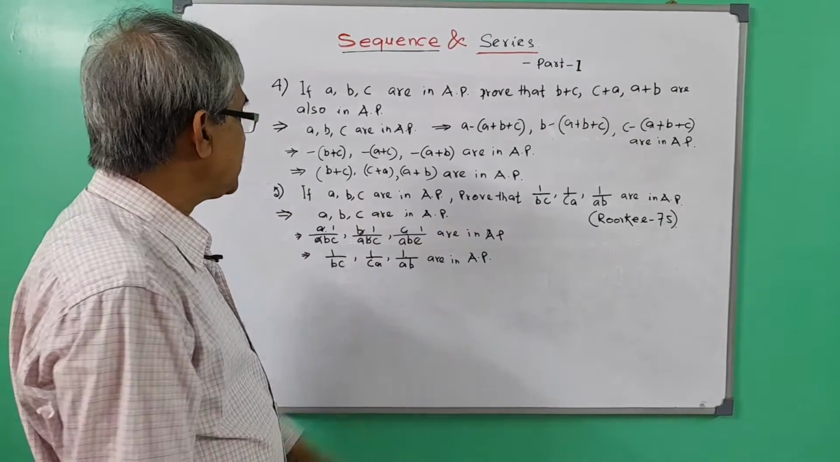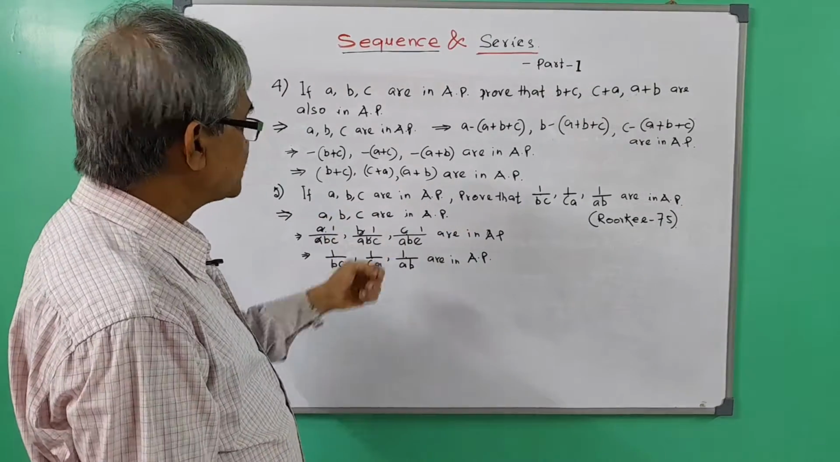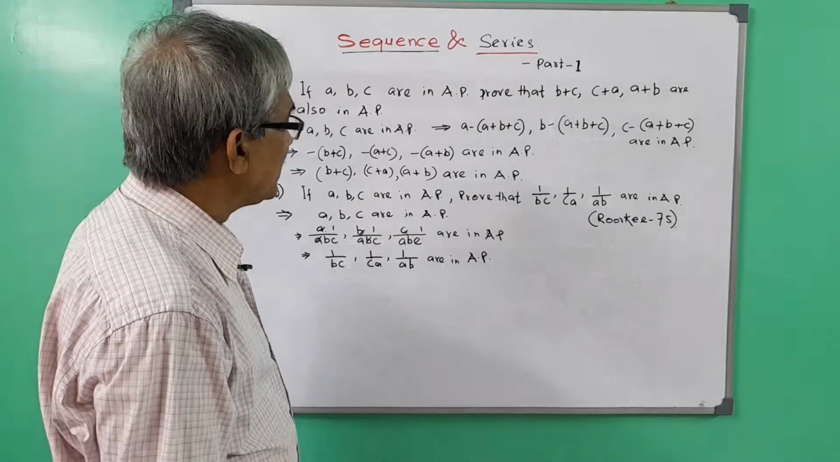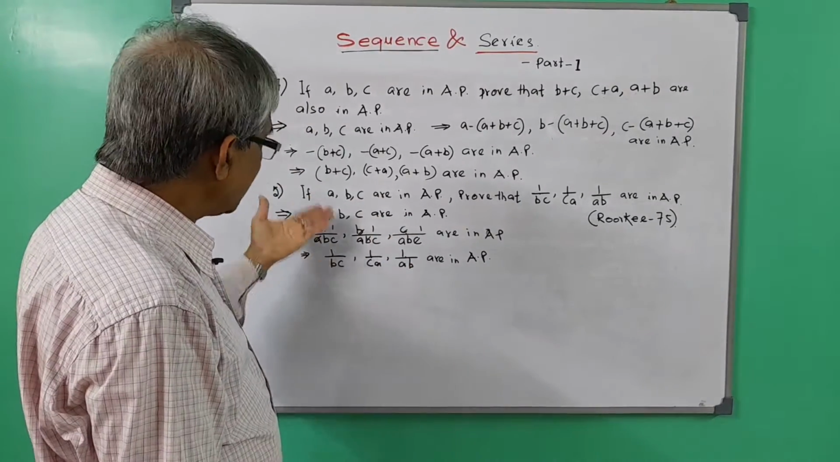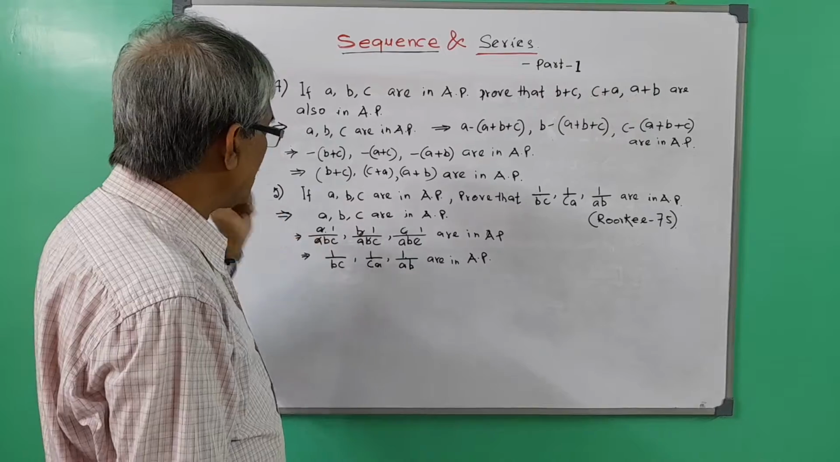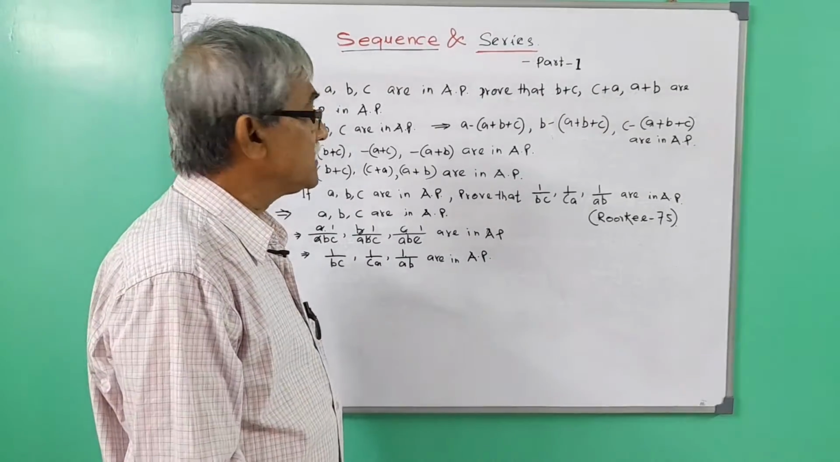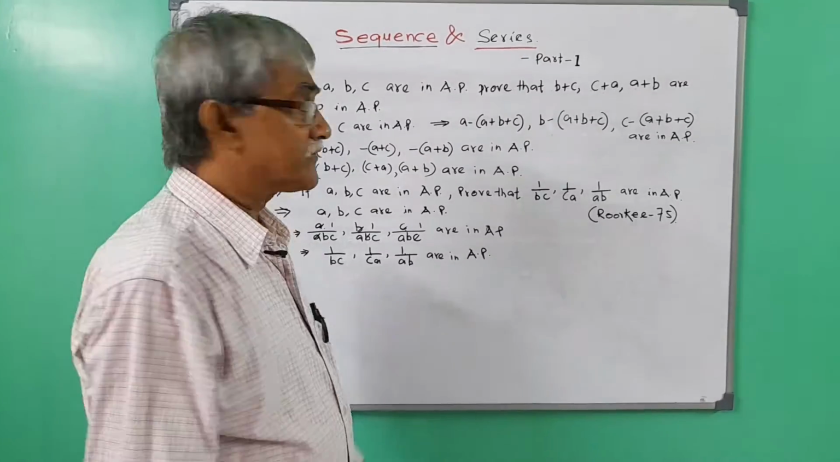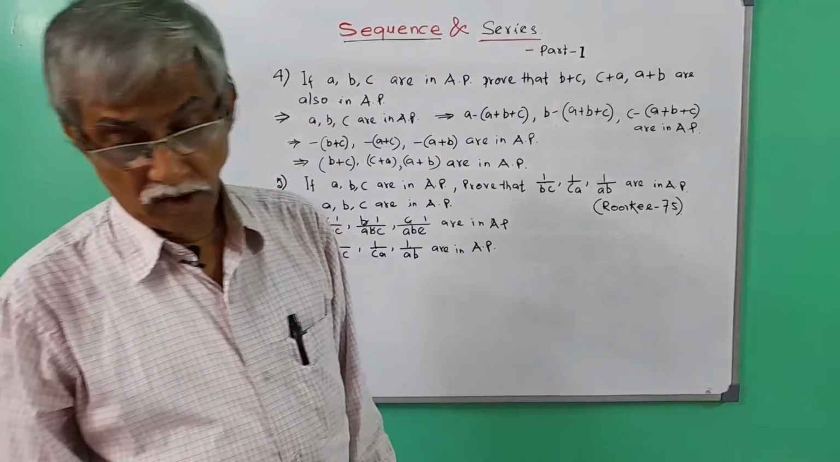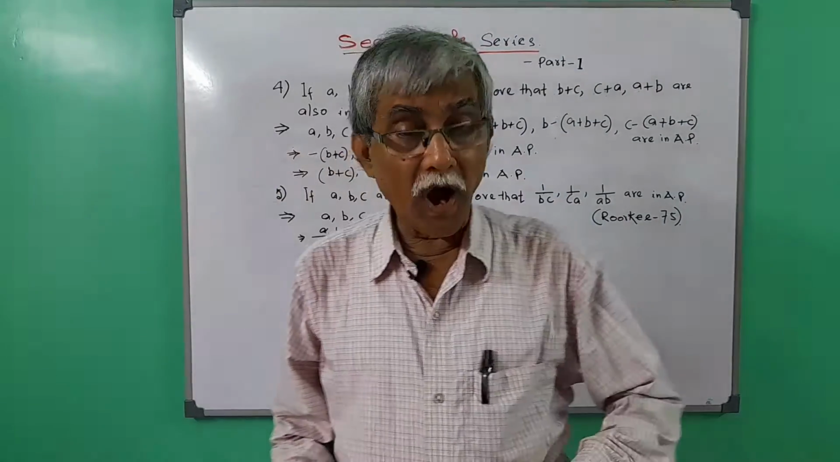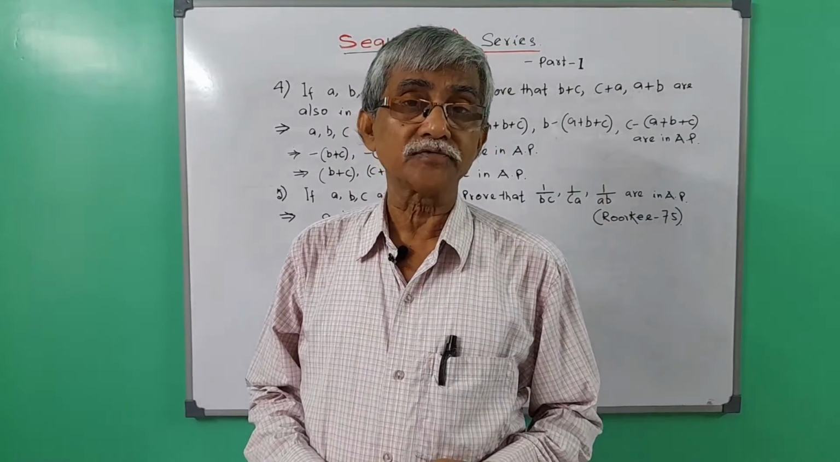a, b, c are in AP. So why don't you divide each of the terms by abc? So a by abc, b by abc, and c by abc are also in AP. Now minimize it. So this becomes 1 by bc, 1 by ca, and 1 by ab, are also in AP. The sum is done. So an easy sum.